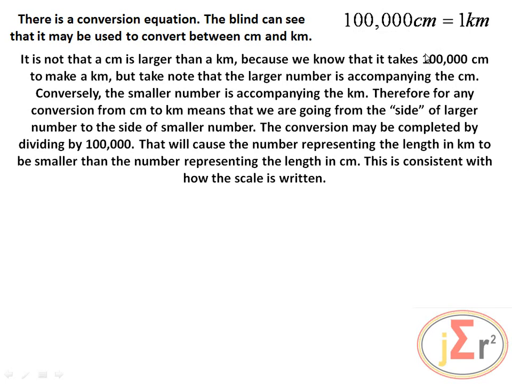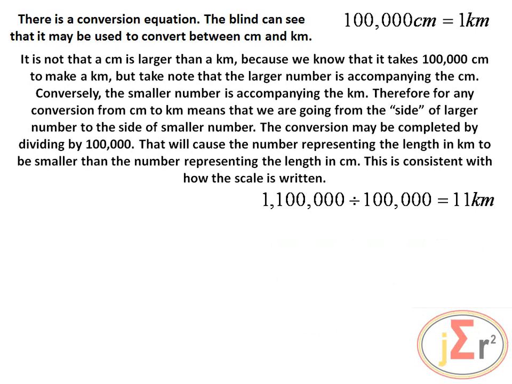Conversely, the smaller number is accompanying the kilometers. Therefore, any conversion from centimeters to kilometers means that we are going from the side of the larger number to the side of the smaller number. The conversion may be completed by dividing by 100,000. That will cause the number representing the length in kilometers to be smaller than the number representing the length in centimeters. This is consistent with how the scale is written.